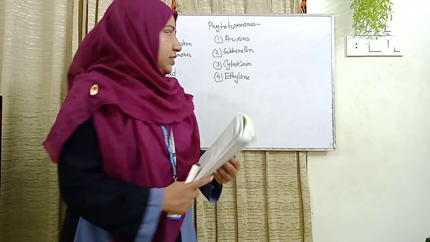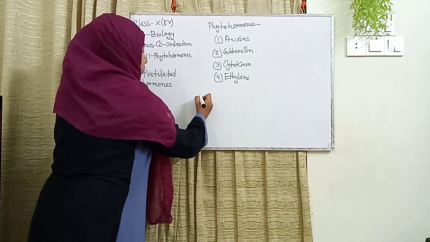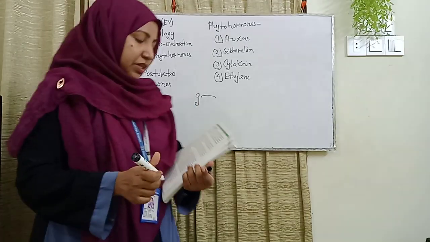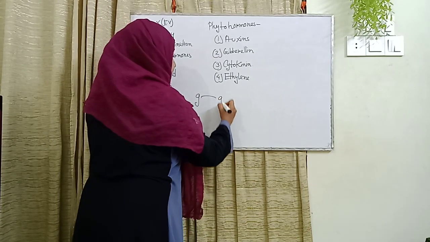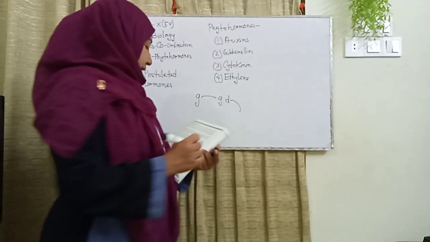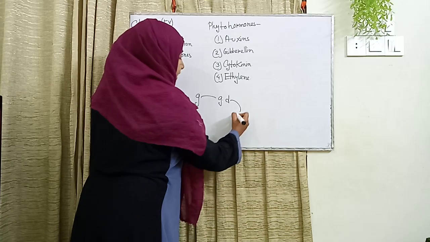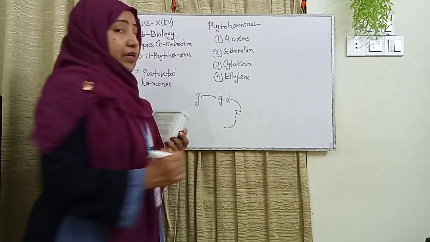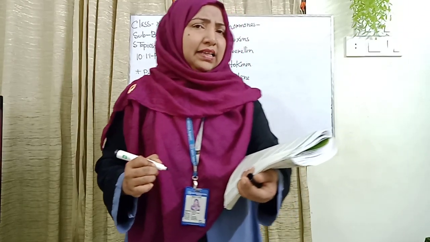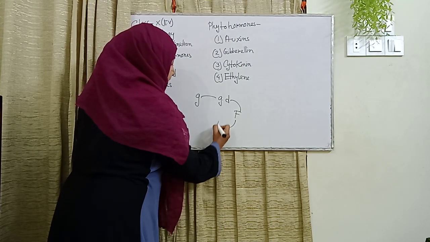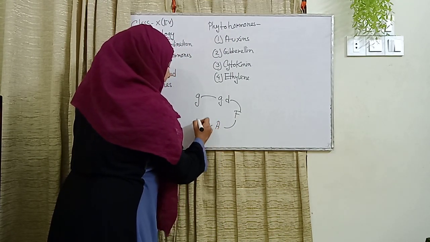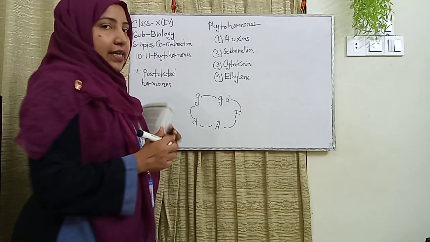Here is the life cycle. The first stage is germination. Another is growth and development. Then there is flowering and development of fruits, and the last stages are aging and dormancy. Basically, this is the plant life cycle.